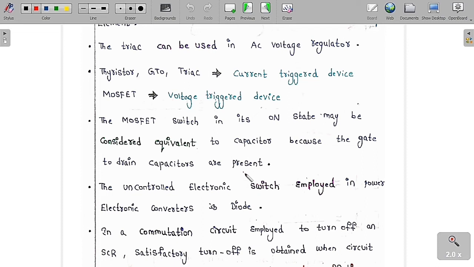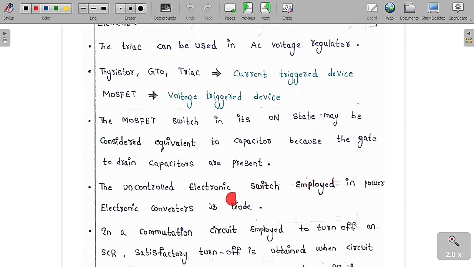The MOSFET switch in its on state may be considered equivalent to a capacitor because the gate-to-drain capacitors are present. If you want to analyze the MOSFET in its on state, if you want to draw an equivalent diagram in its on state, because there are a lot of capacitors present inside it, it is equivalent to a capacitor.